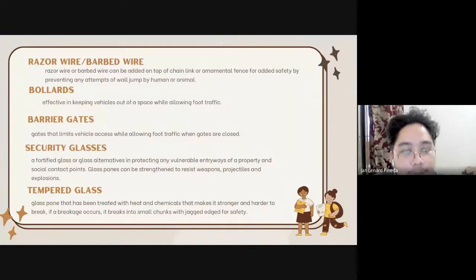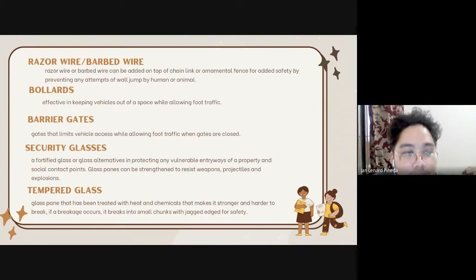Razor wire or barbed wire can be added on top of a chain link or ornamental fence for added safety by preventing any attempts of wall jumping or crossing by humans or animals.